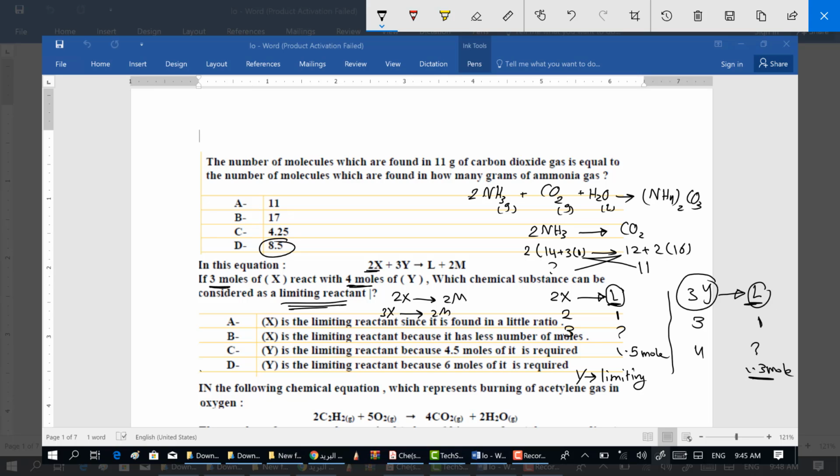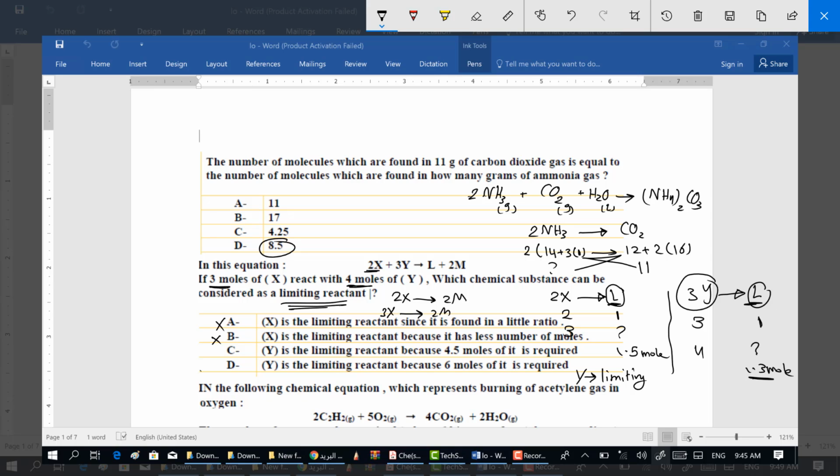So in the choices, X is limiting, neglected. Y is limiting, Y is limiting. One from C or D is the correct answer. Return back to the other concept. Well, okay. It is a limiting reactant because 4.5 moles are required.